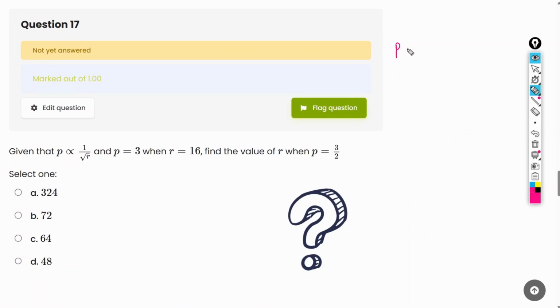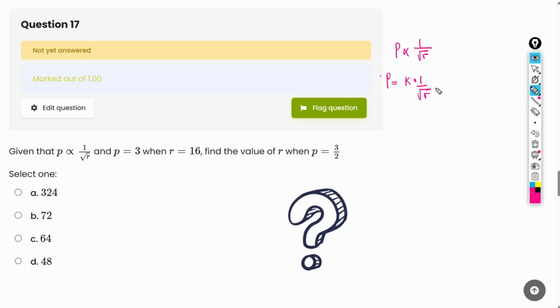For 17, we have p varies as 1 over root r. So that's p is inversely proportional to the square root of r. Before that, I think we can get an equation out of this. We'd say p is equal to k times 1 over root r. So this is now the standard relationship, without the value of k.